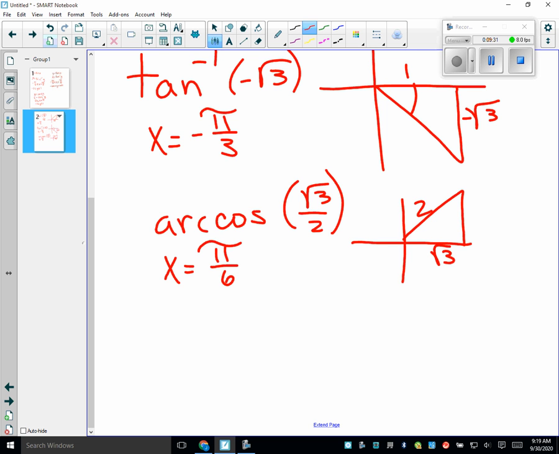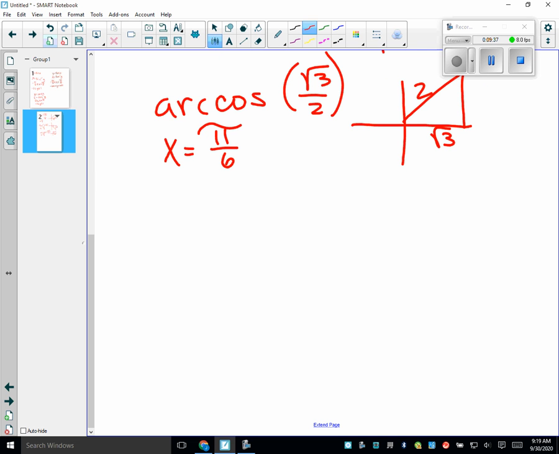You know what's coming next, don't you? What have I not done as an example? What I haven't done is a negative cosine. Should do one, shouldn't we? I think that's a great idea.